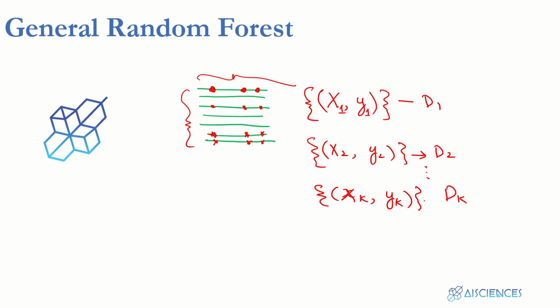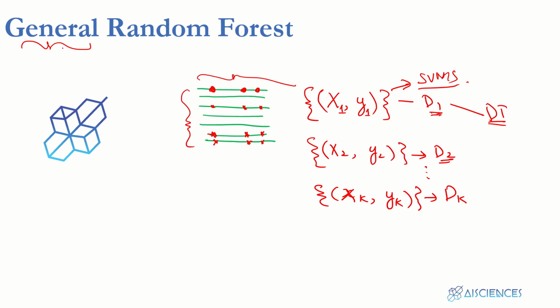Now, in classical approaches in random forest, in all these data sets, one should train a decision tree. But in general, this is no longer a restriction. One can use any classifier or regressor on different data sets. For example, in general, one can use SVMs, or logistic regressions, or even neural networks. Or maybe a hybrid: for the first data set use SVM, for the second data set use logistic regression, for the third data set use some other classifier, and so on.